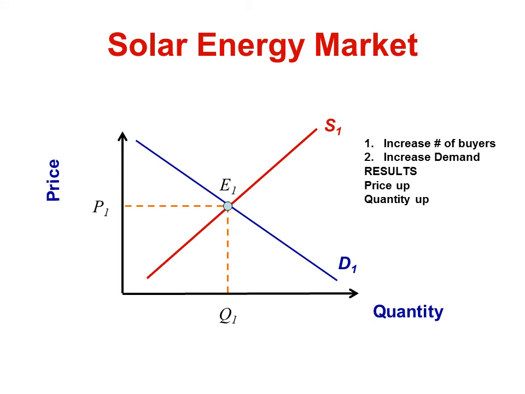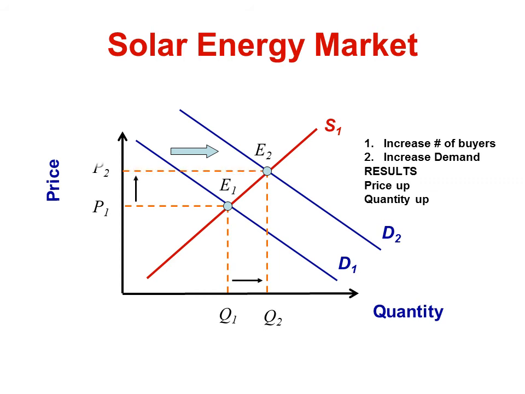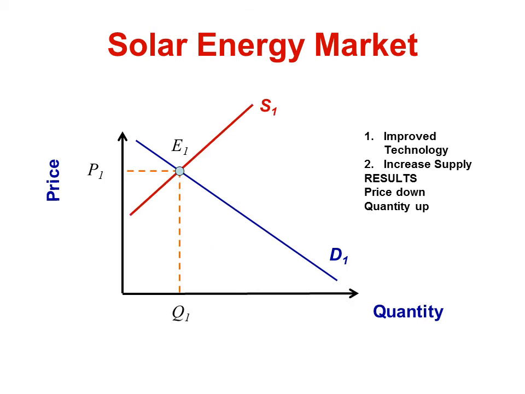Now, there's an increase in the number of buyers. Commercial buyers and residential buyers purchase more solar energy. That's going to ultimately increase demand, which drives up equilibrium price and increases equilibrium quantity. If this was the only event that had occurred in the market, you would be finished. At the same time, however, we notice that there's been an improvement in technology.